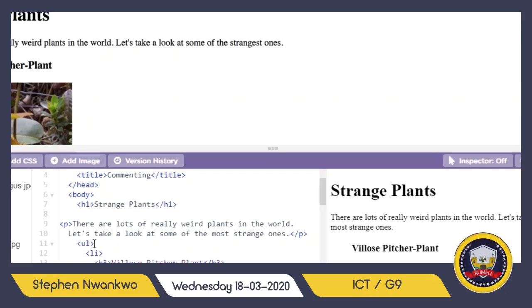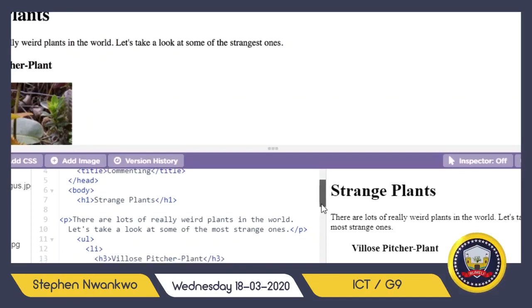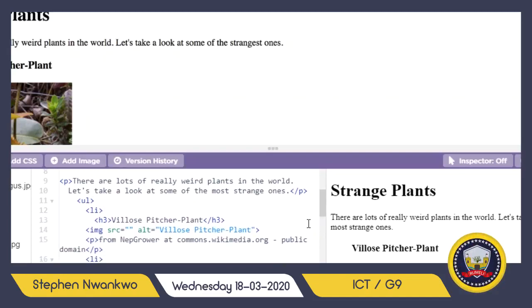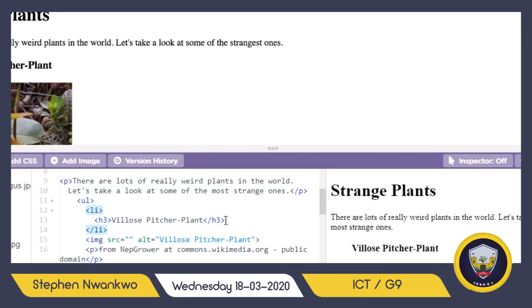the list tag. Okay. The opening list tag for Velos picture plants, and the closing list tag for Velos picture plants. Okay. Now we check, we refresh and save. Okay. We have the bullet here, we have the bullet here.